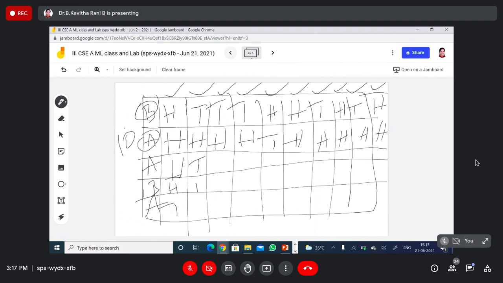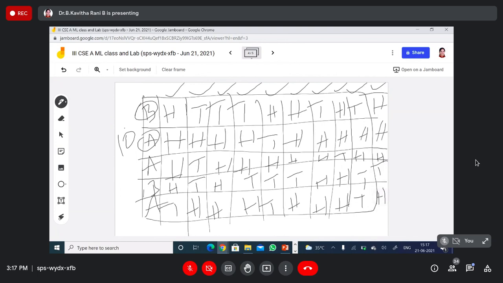Tails, tails, tails, heads, heads, heads, heads, tails, heads, heads, tails, tails, heads, tails, heads, heads, heads, heads, tails, heads, heads, heads, heads, tails, tails, heads, tails, heads. So in this way, I have got some table.